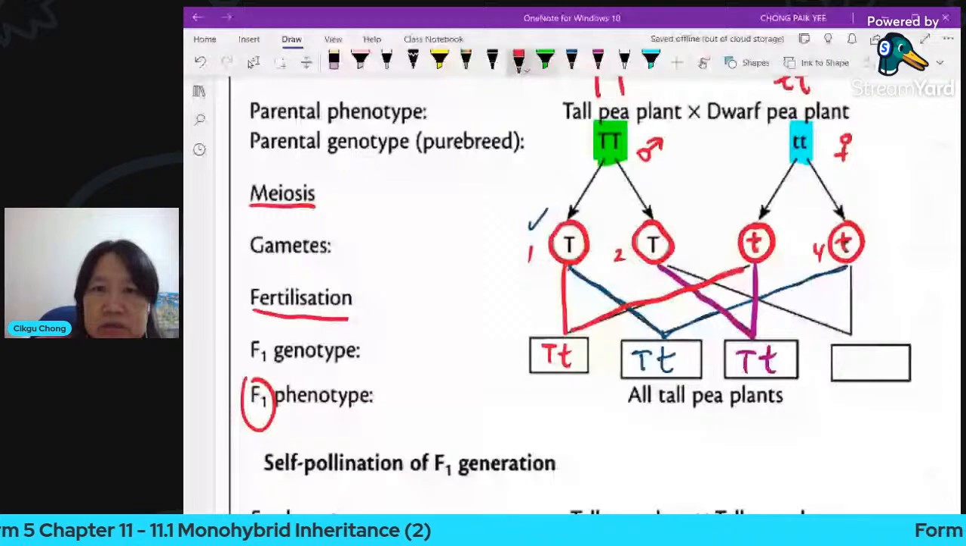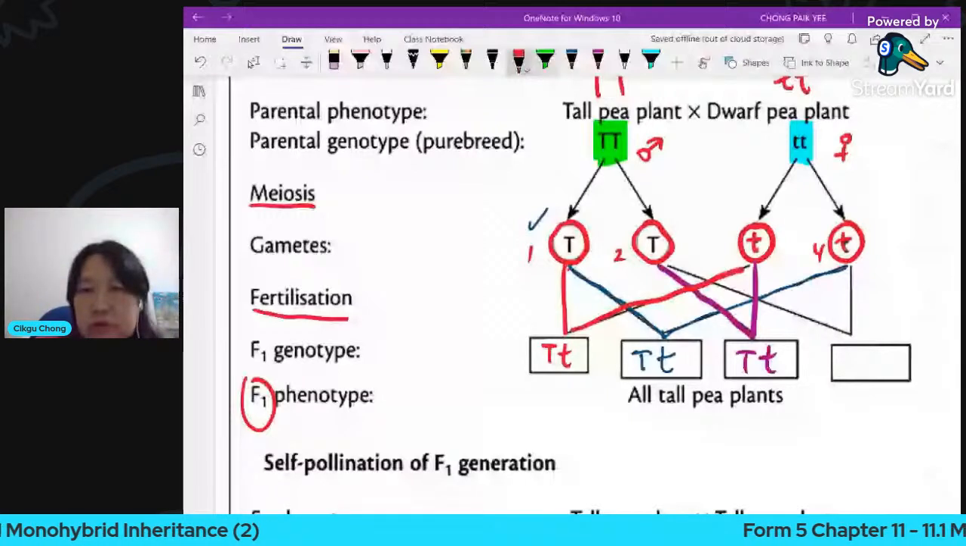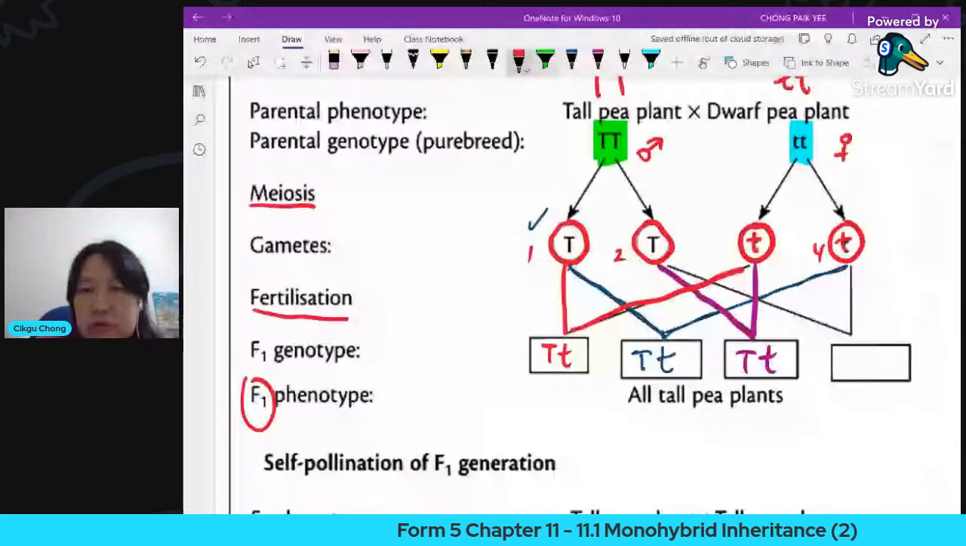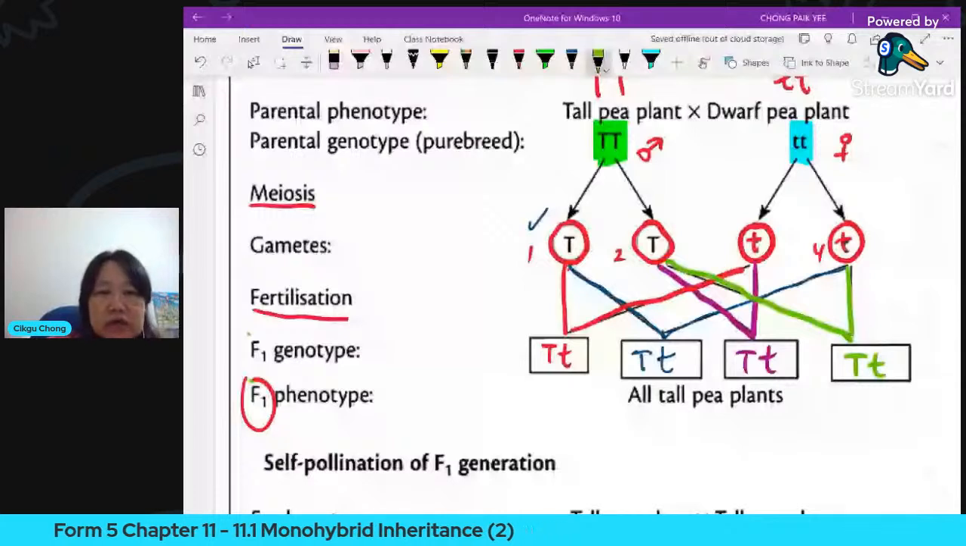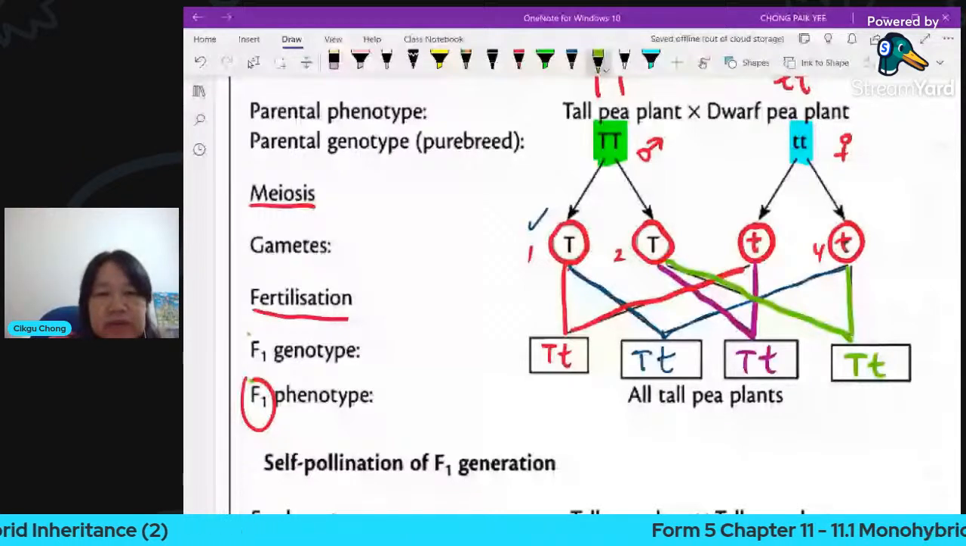So this one can also combine with this one, correct? You will also get this combination. So you will see that this is the F1. F1 is the anak, the child, F1. Now, in terms of phenotype, meaning observable, you will find that all are tall. Why are they all tall, even though they have the short gene?